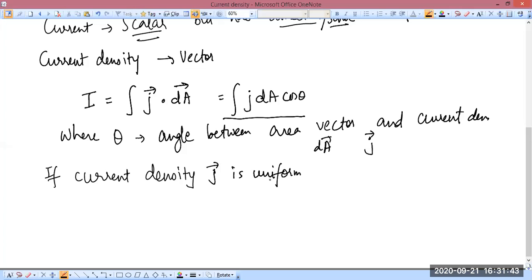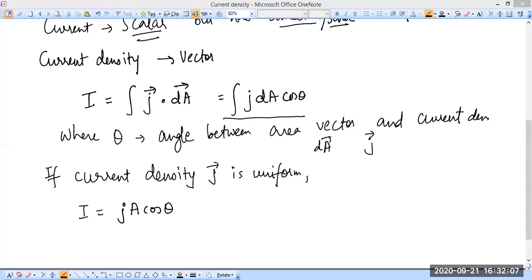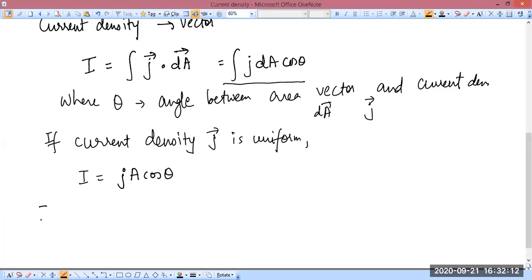So if current density is uniform, then you can write I is equal to J into A, right? I don't think you'll have any problem with that, and JA cos theta. Normally, in most situations in your book and even in JEE, and in NEET too, in most situations theta will be 0.